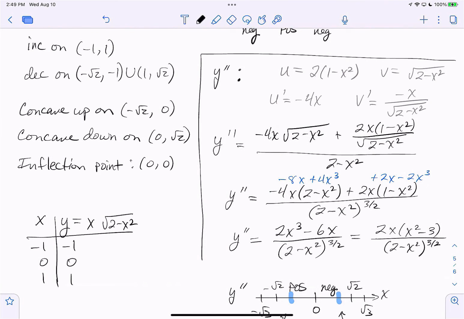So we have a local min that is negative 1 because of that number. And we have a local max, which is 1 because of that number.